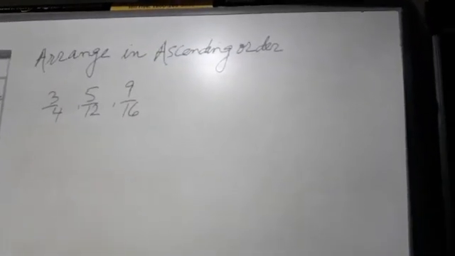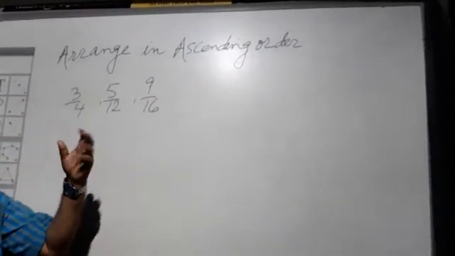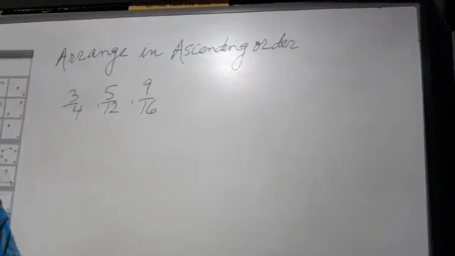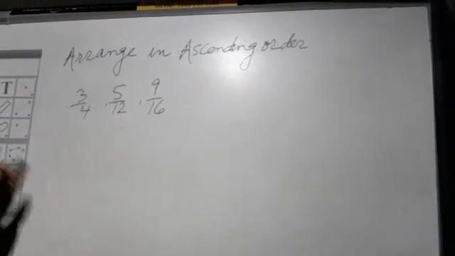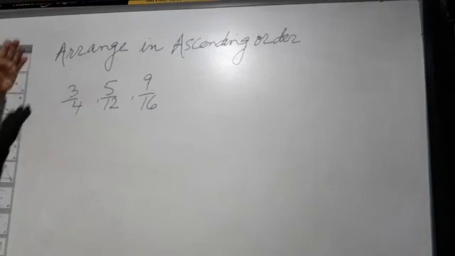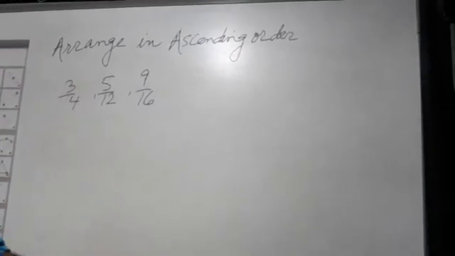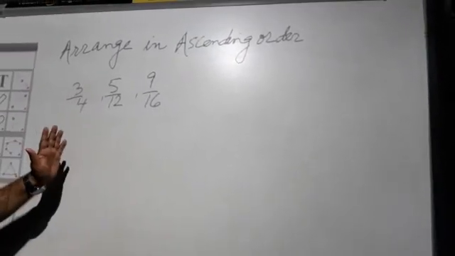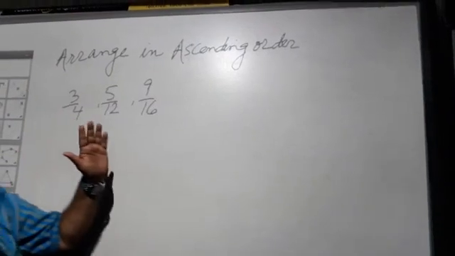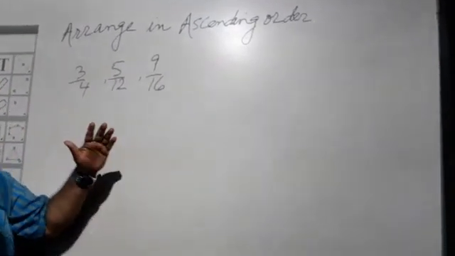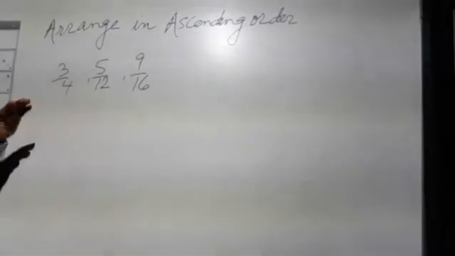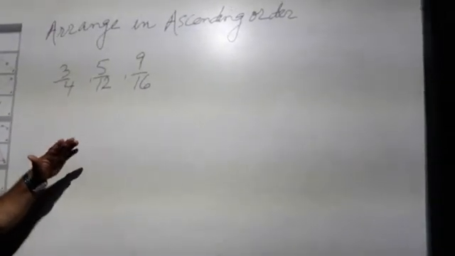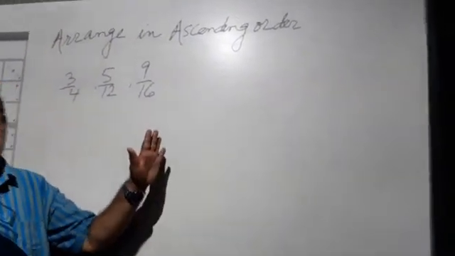Now, how do we arrange the given fractions in ascending or descending order? Ascending means small to big and descending means from big to small. The process remains the same. First we convert them into equivalent fractions with the same denominator, and then follow the same rule: the greater numerator is the greater fraction.